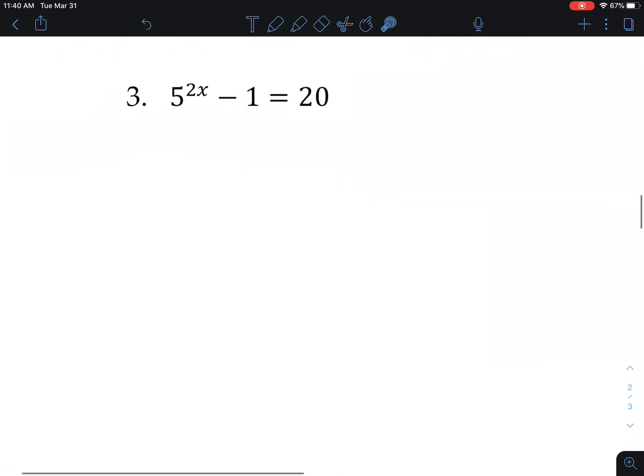Okay, let's look at this one. 5 to the 2x minus 1 equals 20. Add 1 to both sides, because I want this power to be by itself. 5 to the 2x is equal to 21. So I got this exponential by itself by moving the 1 over. All right, this 5 and this 21, not the same base. Can I make this 5 and this 21 become the same base? No, because 5 squared is 25, so I can't make them match.